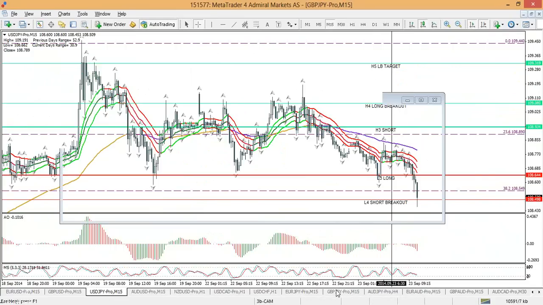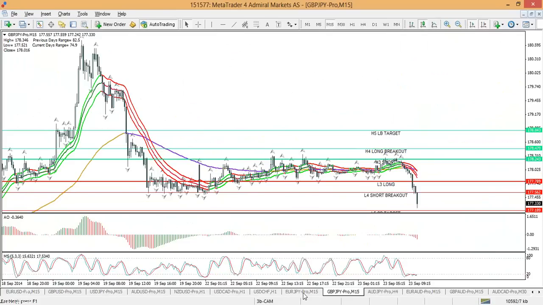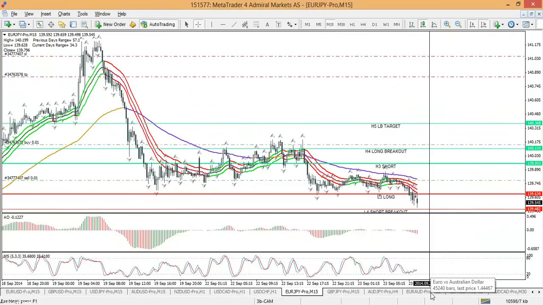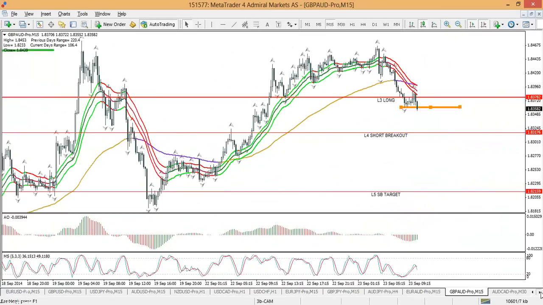Alrighty, pound yen is also up about 10. Euro yen. Good, let's move on. I think we've discussed most of these pairs, but Bjorn wants to take a look at silver. Let's take a look at that.